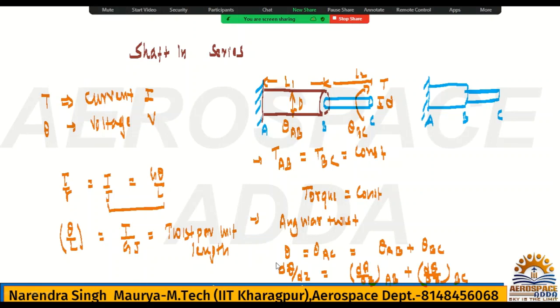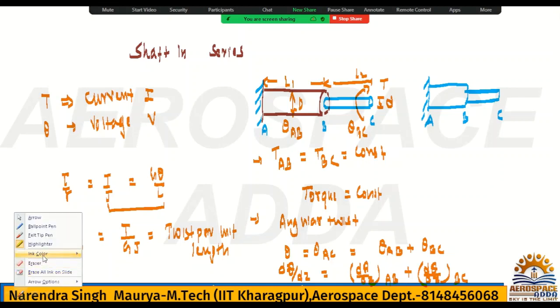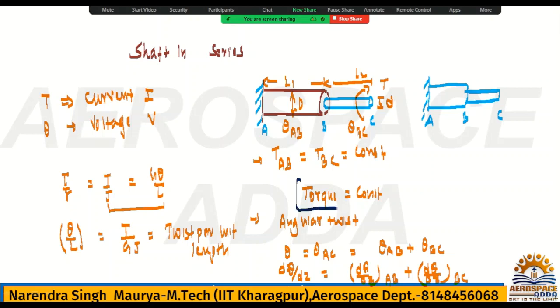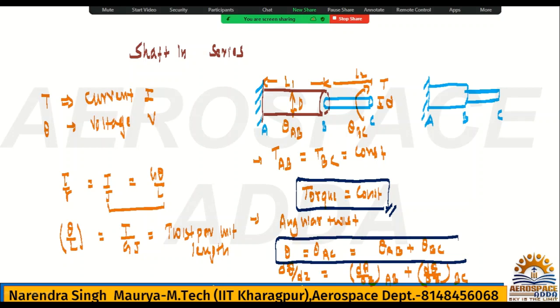Anyway, so this is all about the shaft in series. So you got 2 points. Point number 1 is the torque, which is constant for the shaft in series. Second is the angular twist, or you can say twist per unit length. This value will be additive. So this is the analogy of voltage in a series circuit, and the torque is the analogy of current in a series circuit. This is shaft in series, remember it.